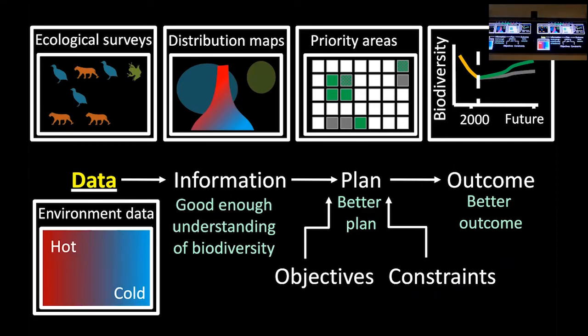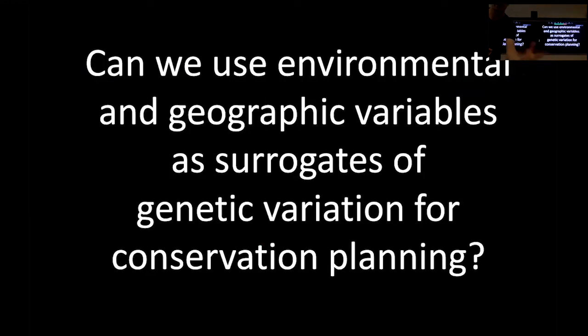So this is one of the ideas that we looked at in my PhD. If you don't have genetic data and you have reason to believe that local adaptation might be happening, you might be able to use environmental data, which is readily and freely available all over the world instead, and that could be really useful. So the idea is, instead of using the genetic information, you use the environmental information instead to create your better plan. But that hinges on this idea that this gives us a good enough understanding, and if that assumption is not met, then all of this is potentially wrong. So we need to verify that. So can we use environmental and geographic variables as surrogates?